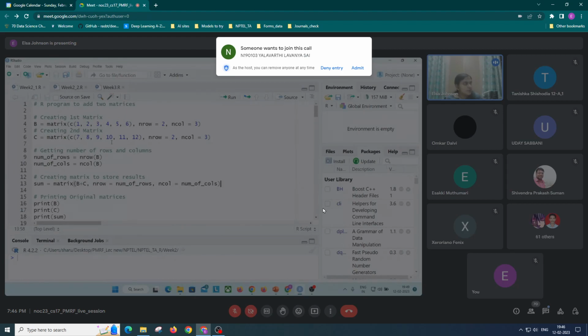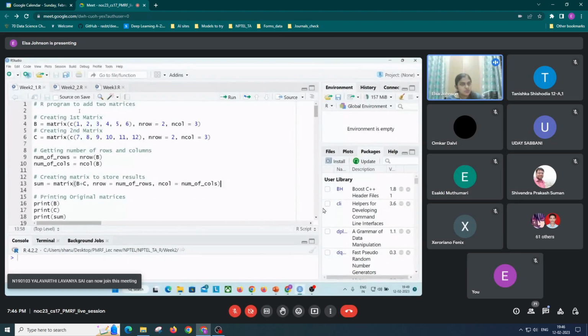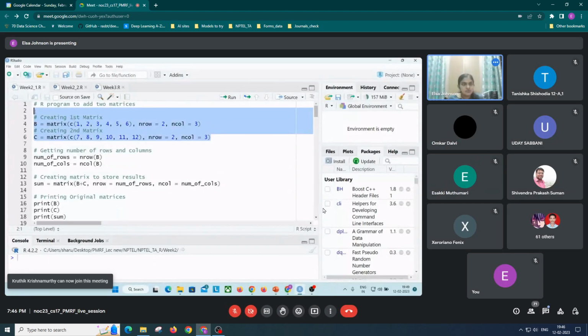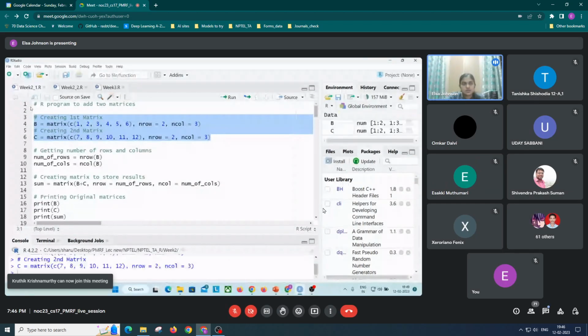First we'll see the simple operations, like an R program to add two matrices. The first step is creating two matrices: the first matrix B and the next matrix C, with the rows and columns as earlier. If I run these statements, you'll get the C matrix and then the B matrix.